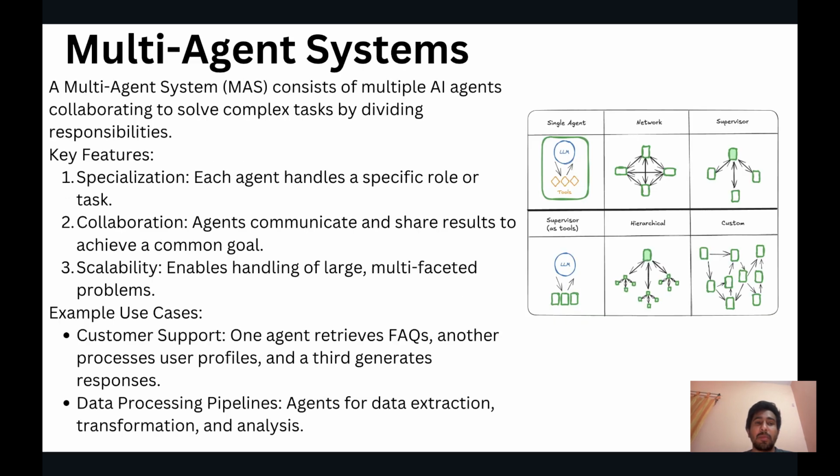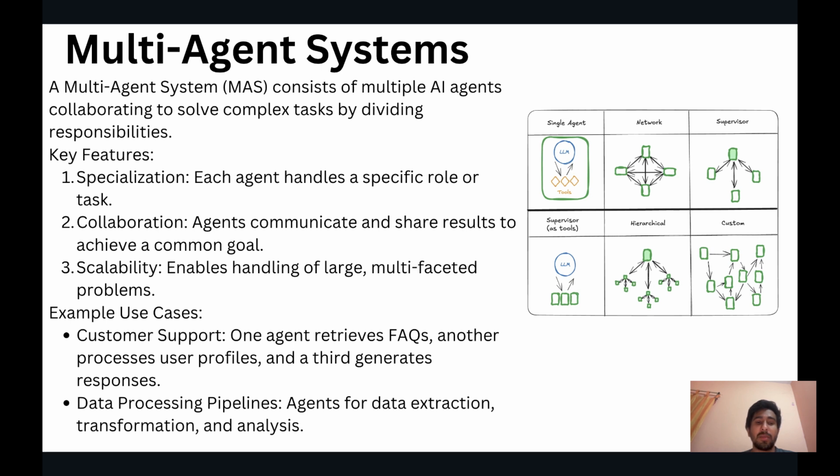Now we have discussed single agent systems. There can be multiple agents in a system. Those systems are called multi-agent systems. Here each agent handles a specific role or task, and agents can communicate and share results to achieve a common goal. So it enables handling large and multi-domain problems.